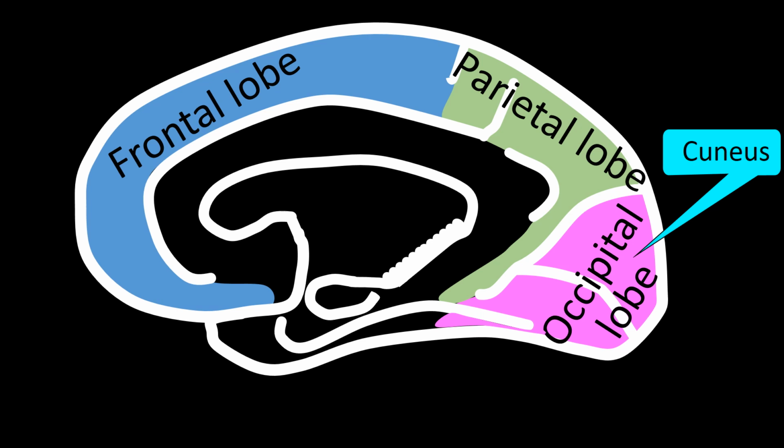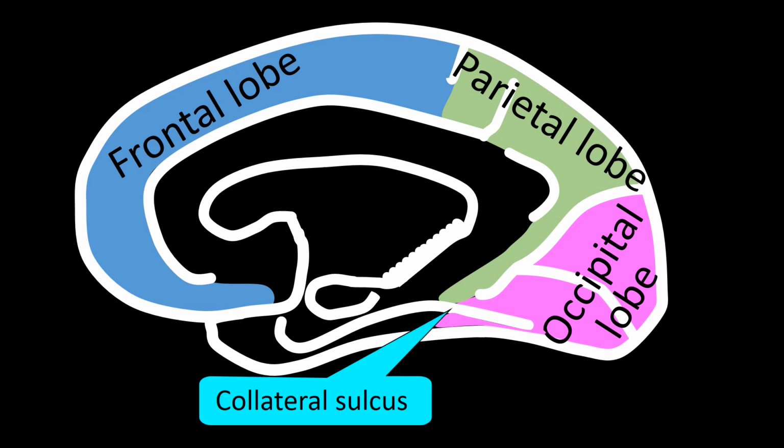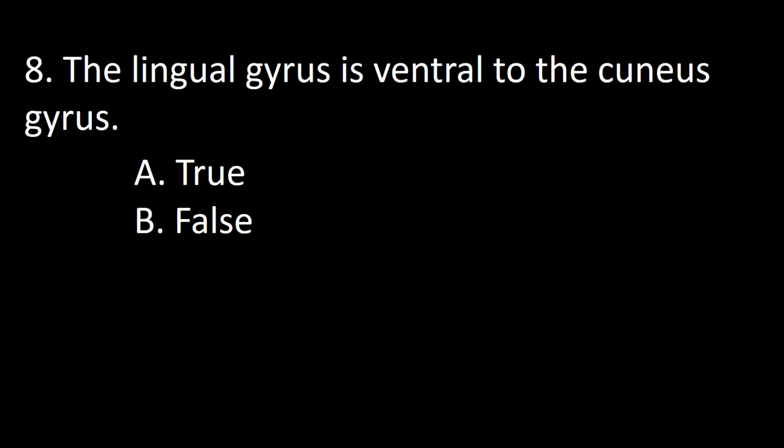Above the calcarine sulcus is the cuneus. Cuneus means wedge, and below is the lingual gyrus. Some thought this area looked like a tongue, and that's why they call it so. Anterior and inferior to the lingual gyrus, we find the collateral sulcus, which also serves as the superior boundary of the lateral occipitotemporal gyrus. The lateral occipitotemporal gyrus is called so because part of it extends in the occipital lobe and part of it extends in the temporal lobe. So the answer to this question is true.